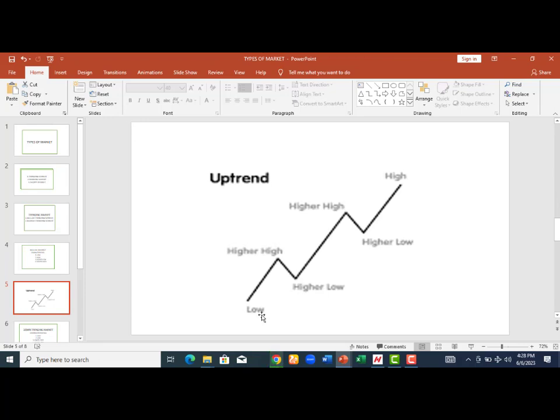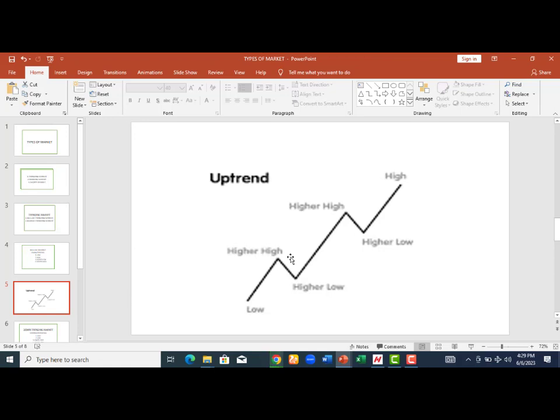So looking at this, you see this is a low, here is a high, here is a higher low, here is a higher high. So this is the progression, or the pattern the market moves. The market does not move in one direction. So for an uptrending or bullish trending market, you always find the market having a low, a high, a higher low, and a higher high. Now that is it for an uptrending market.